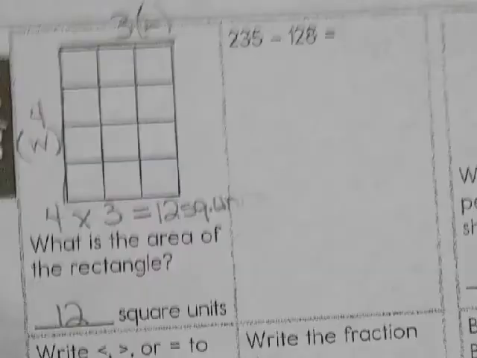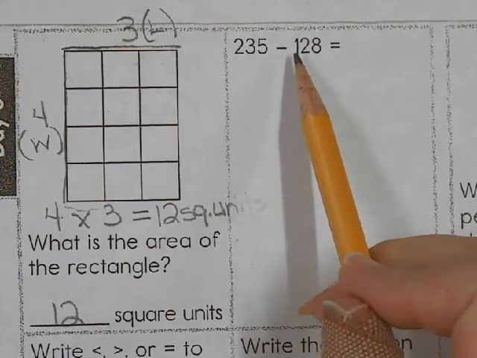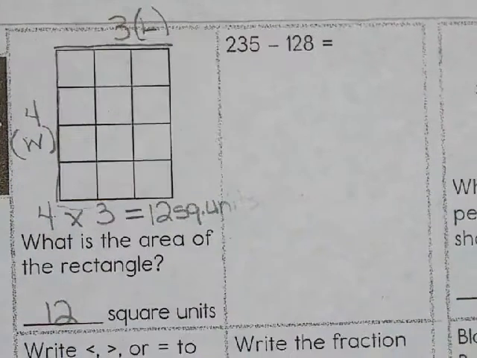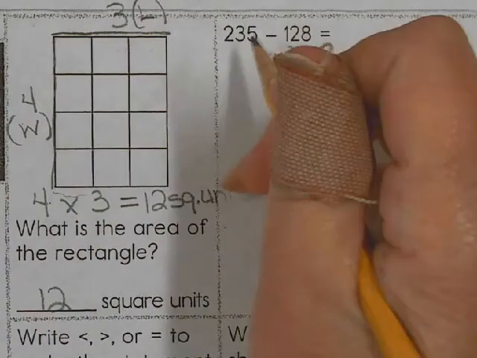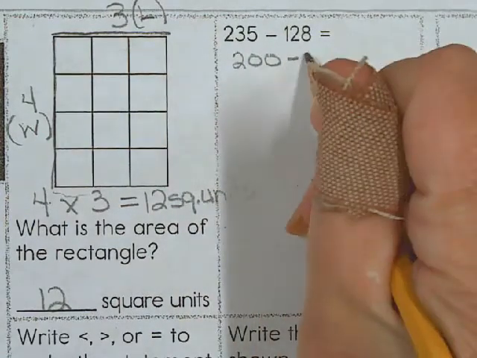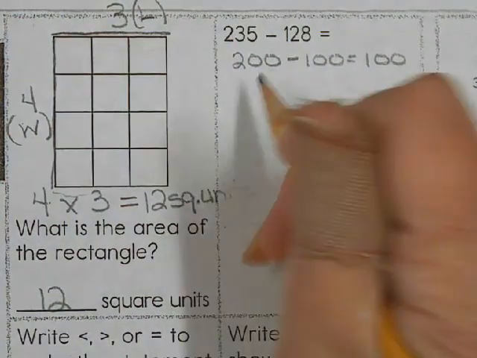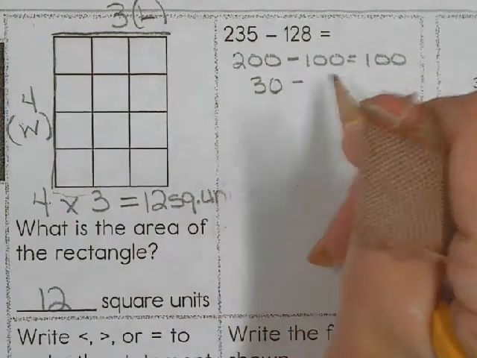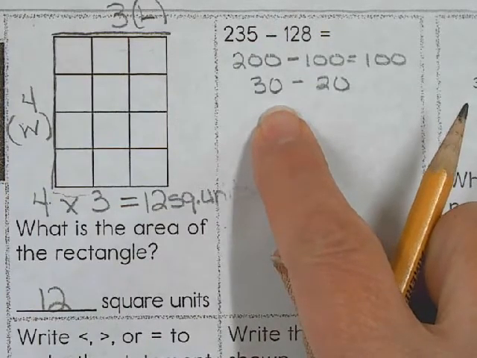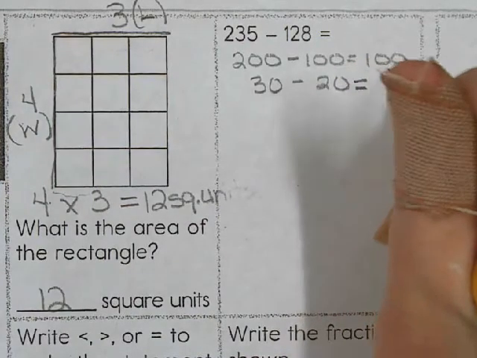Now we're going to move on to our subtraction problem. We have our minuend, which is 235. We're starting with 235 as our total, and from that 235, we're subtracting 128. Again, we have several different strategies that we can use. Let's start with the break apart strategy. We can break apart our place values: 200 minus 100 would give us 100. We can subtract 30 minus 20. Can we subtract 20 from these 30? Yes, that would give us a difference of 10.